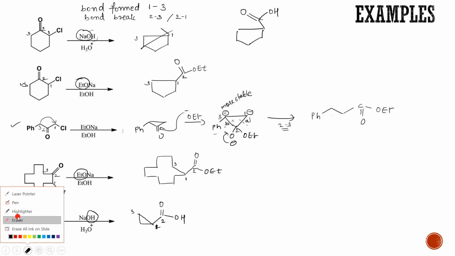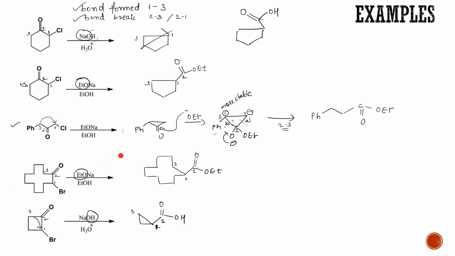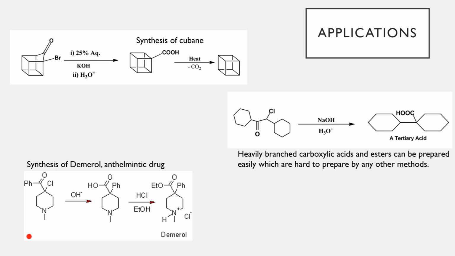Most of the time, you can follow this trick, just make sure that it is giving you a more stable carbanion. That's it. Most of the time, as far as your syllabus is concerned, you will be getting examples like this. Okay, let's see some applications. We can prepare cubane, a very, very beautiful, one of my favorite molecules. Synthesis of cubane can be done. It is a cubic-like organic molecule with lots of energy and lots of applications.